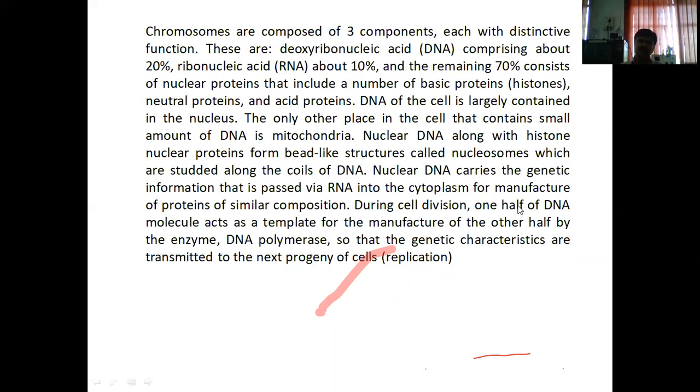During cell division, one half of the DNA molecule acts as a template for the manufacture of the other half by the enzyme DNA polymerase. These two strands separate from each other and each strand can act as a template. From one strand its complementary strand is formed, and from another strand its complementary strand is formed. Like this, the two newly formed complementary strands will form a new DNA molecule, and this new DNA molecule will pass to the new cell formed after the cell division. It is called mitosis division.